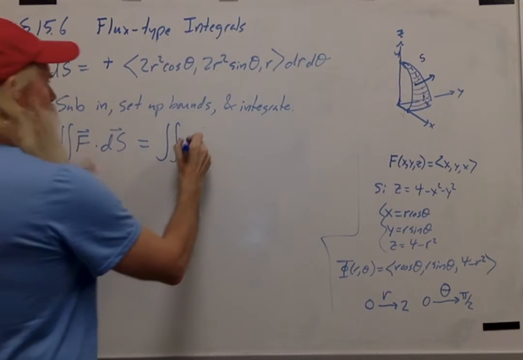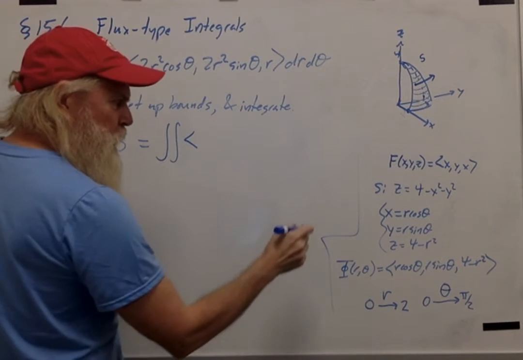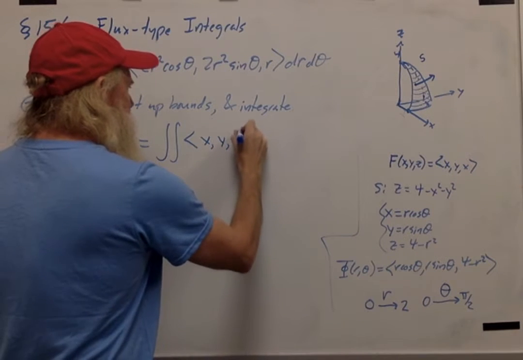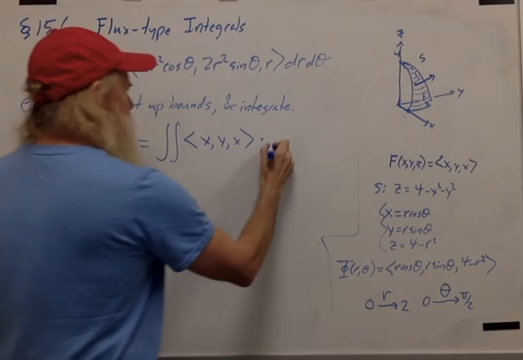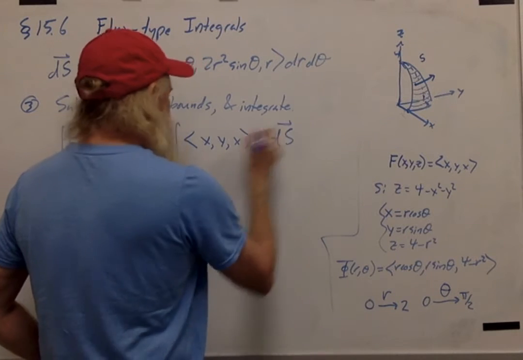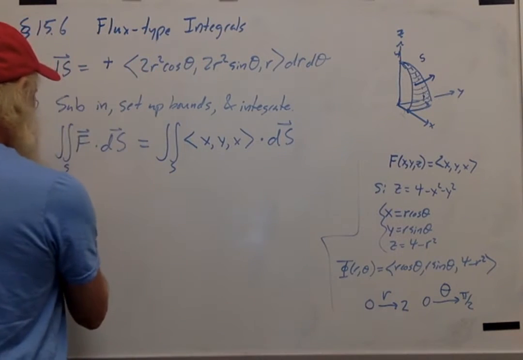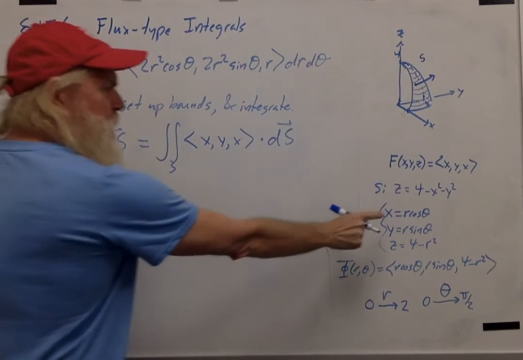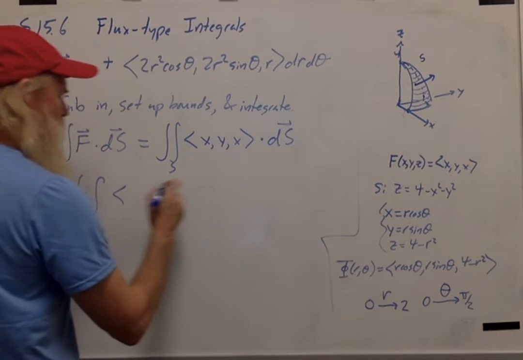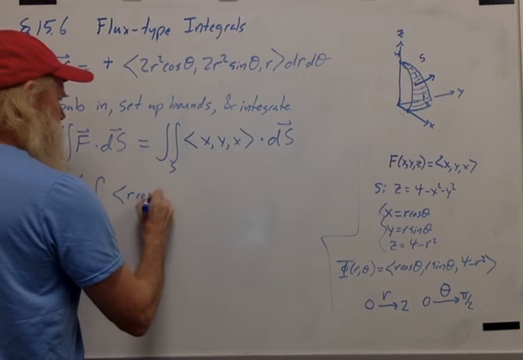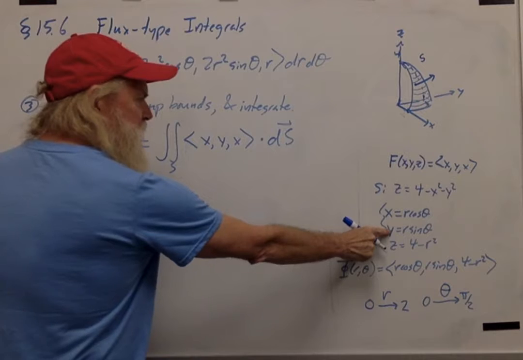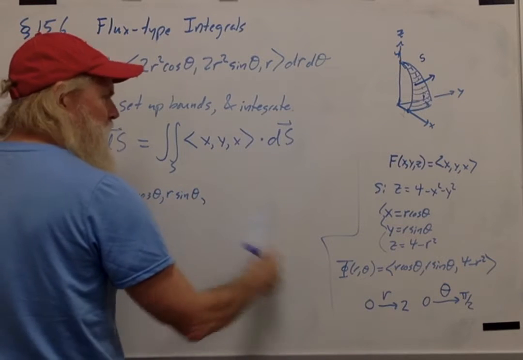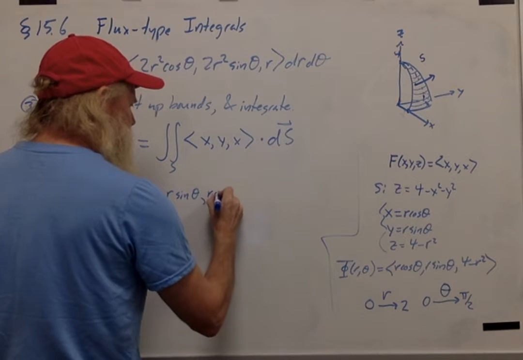So first of all, remember that f is equal to x, y, x, which I'm going to be dotting with big vector ds. So let's plug in. From our parameterization, we know that x is r cosine theta, y is r sine theta, and x again is r cosine theta.